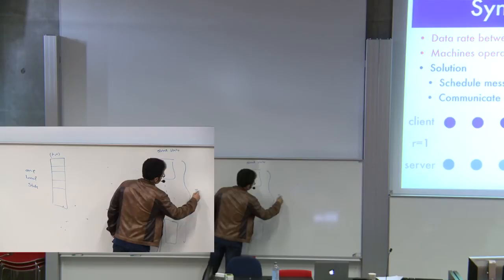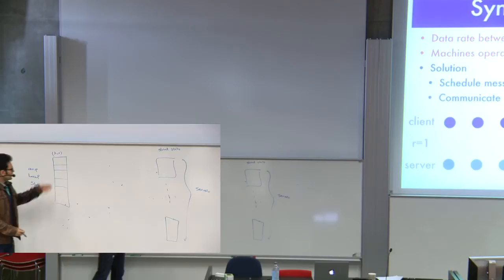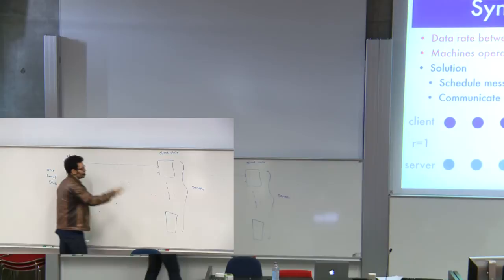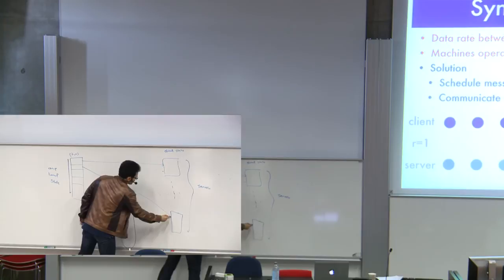So the question now is what is the protocol? How can I send? So one idea is that I go sequentially over my keys. I ask, this key belongs to that server, then I send to that server, and it receives a message. Now I go to the second key, and this key is in this server, so you go to that server, and so on. And this is actually bad.